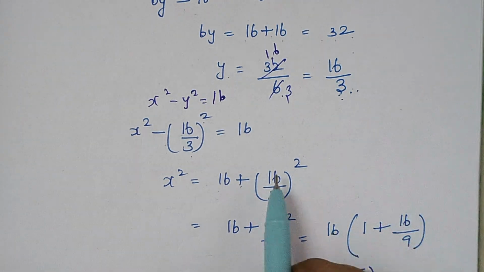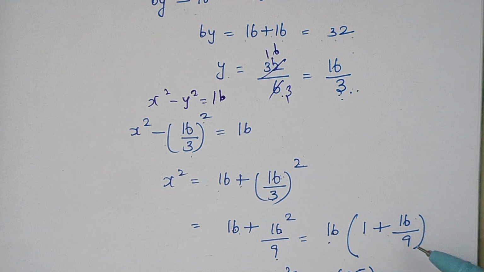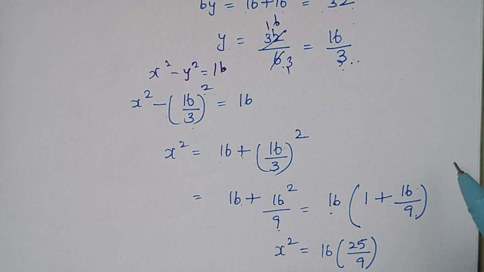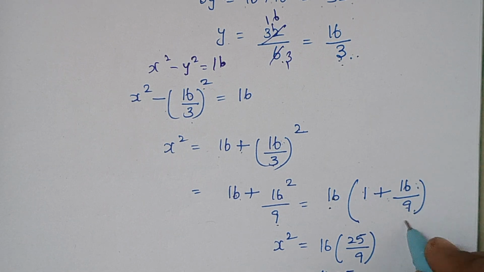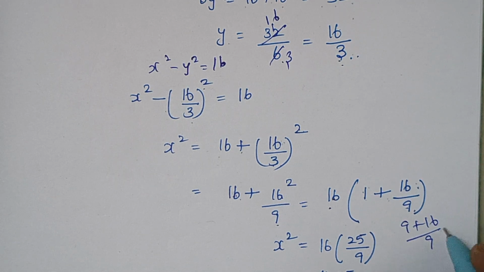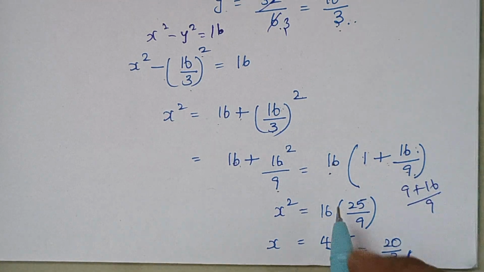And again I am squaring these numbers. So 16 plus 16 square by 3 square, which is 9. Since both numerator terms have 16, I am taking this 16 outside. When you take this outside, the remaining term will be 1 plus 16 by 9. So when you take the LCM, 1 into 9 is 9, so 9 plus 16 by 9 is 25 by 9 here. And this is your X square part.